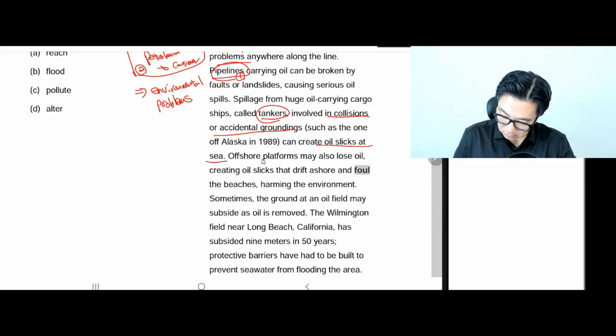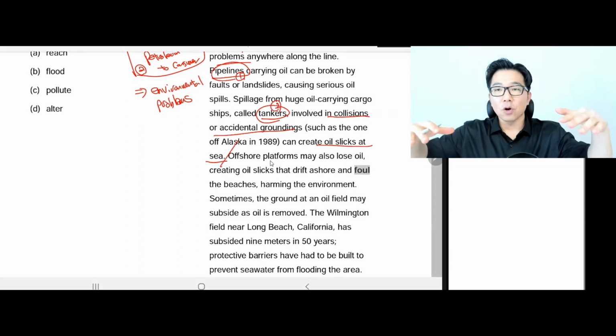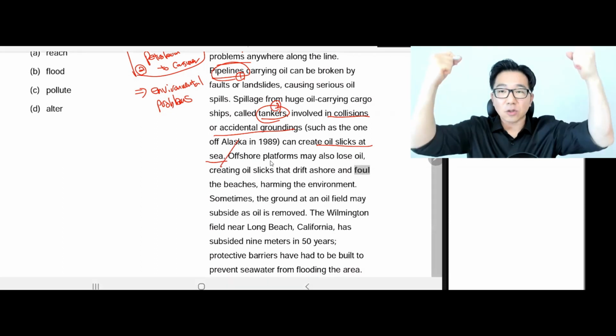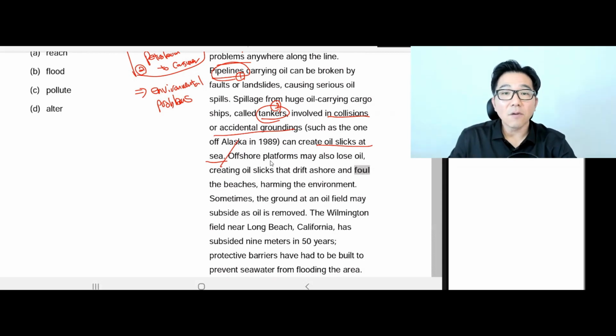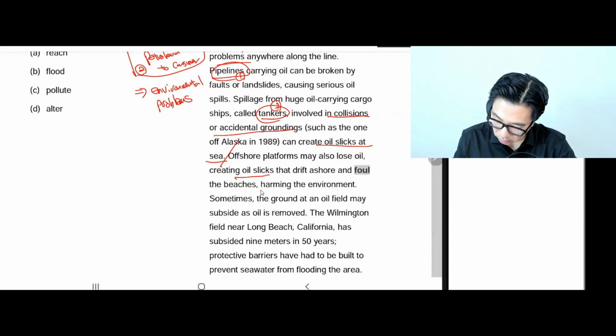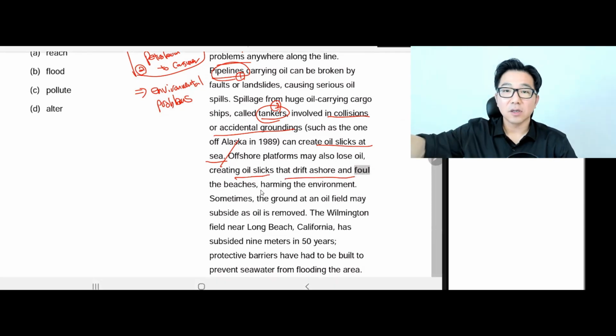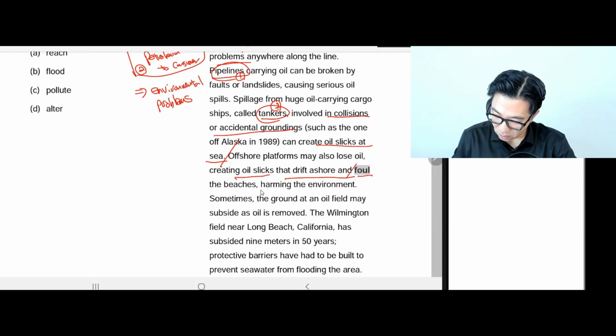So that's the second example. Offshore platform. So an offshore place to extract the oil under the sea. Offshore platform may also lose oil, creating oil slicks that drift ashore and foul the beaches. Okay, so an offshore platform may have some problems and leak oil, and this oil could drift to the beach, to the shore, and foul the beaches.